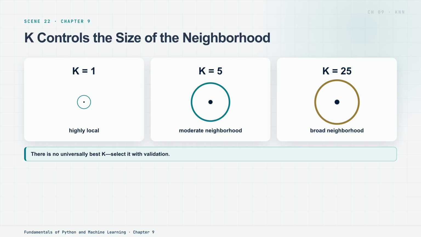The number of neighbors is a hyperparameter. It is selected before the final model is trained. A small value of k creates a highly local model. Only a few nearby observations influence the prediction. A larger k considers a broader region of the feature space. The value of k changes the smoothness of the decision boundary and the model's sensitivity to individual training examples. There is no universally best k. It should be selected using validation rather than guesswork alone.